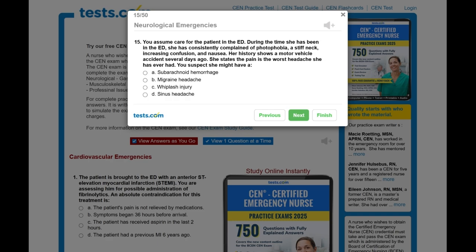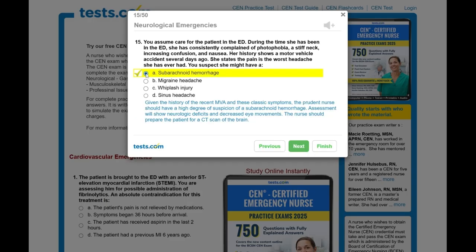A. Subarachnoid hemorrhage, B. Migraine headache, C. Whiplash injury, D. Sinus headache. A. Subarachnoid hemorrhage. Given the recent history of the MVA and these classic symptoms, the prudent nurse should have a high degree of suspicion of a subarachnoid hemorrhage.